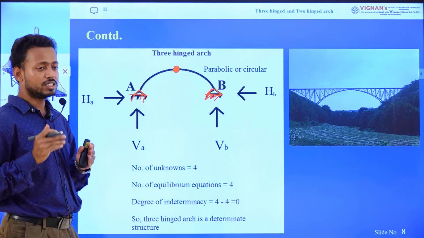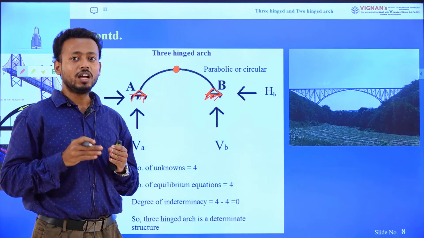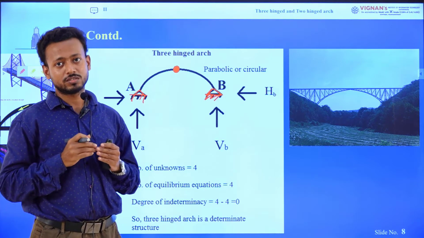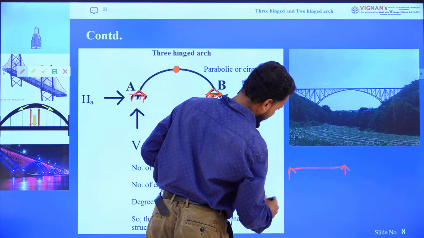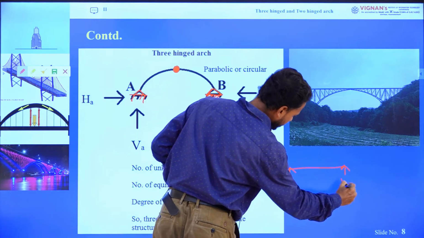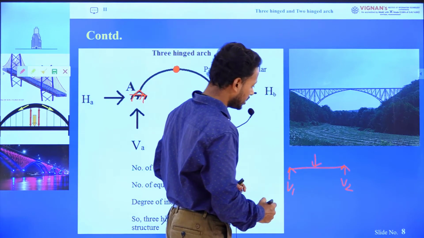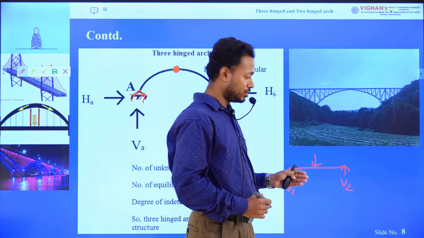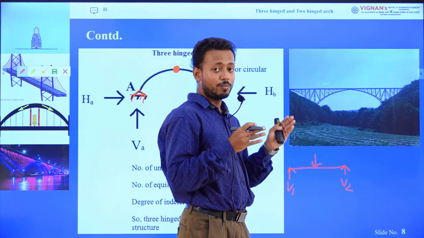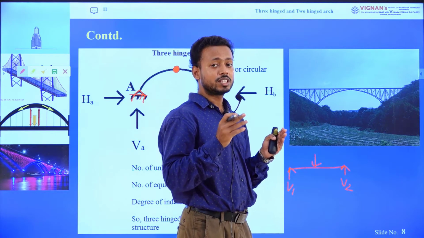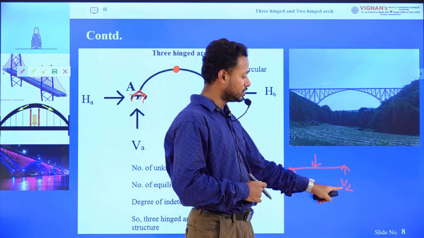The first question is, what is static indeterminacy? The static indeterminacy means how many unknown forces are there in the structure. That means you have a simply supported beam. This is V1, this is V2. If you are asked what is the degree of indeterminacy, we have to calculate the number of unknowns. That is called the degree of static indeterminacy. So you have the number of unknowns 2. One is V1, another is V2.